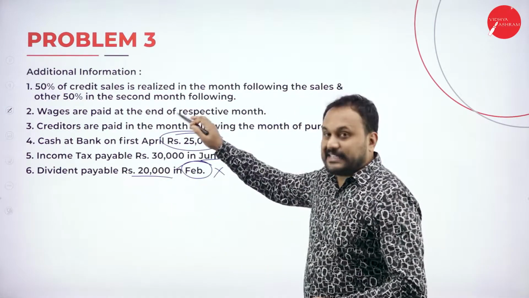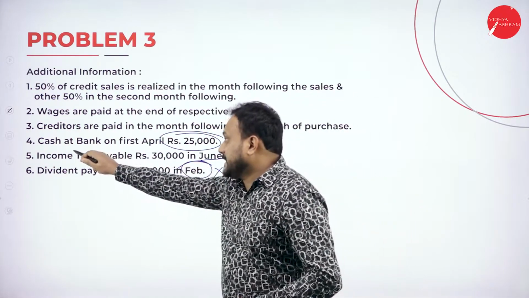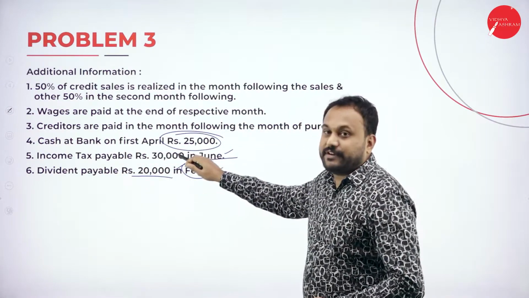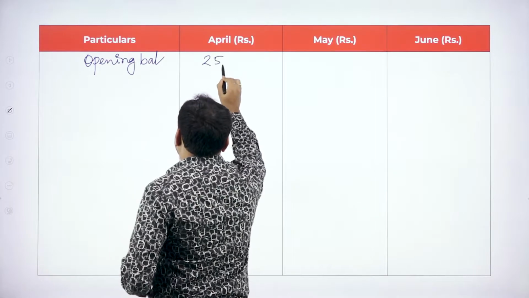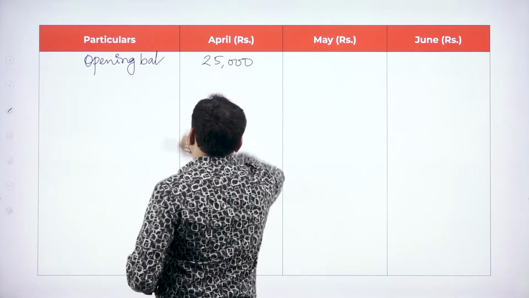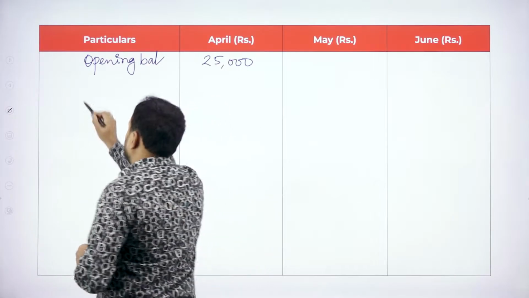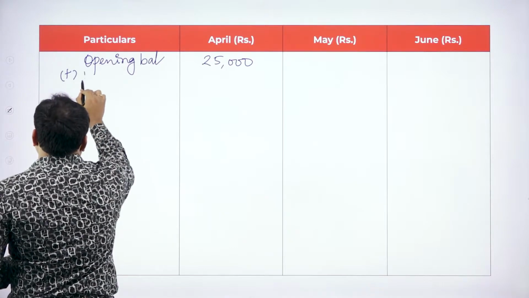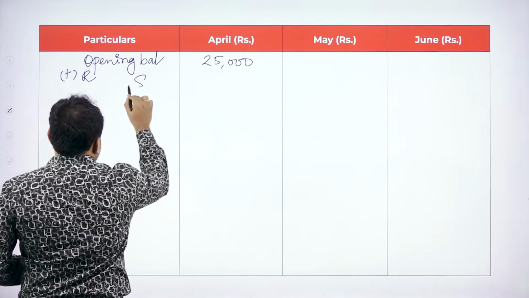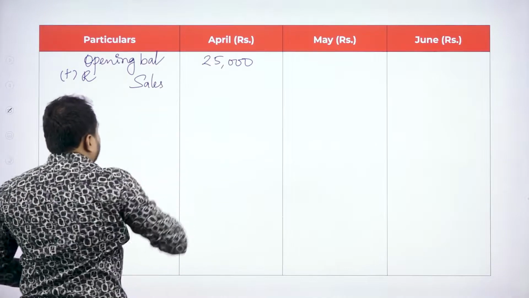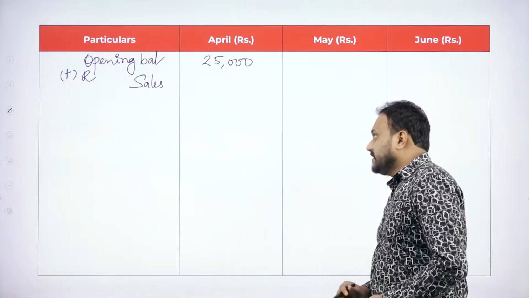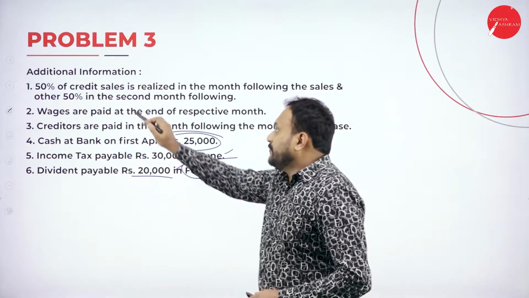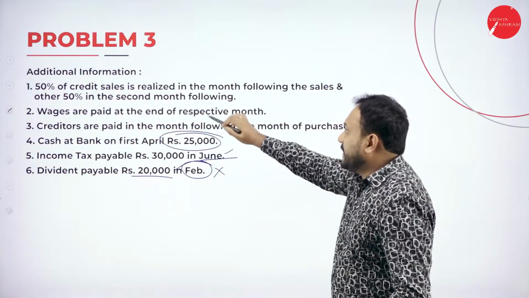The first one is the sales, but before that cash at bank is how much? 25,000. So we'll write here opening balance is 25,000 rupees in the month of April. Next, we need to add all the receipts. The first receipt here is sales. Now for the sales, there was some adjustment. What exactly is the adjustment all about? Now when we go with this, 50% of credit realized.